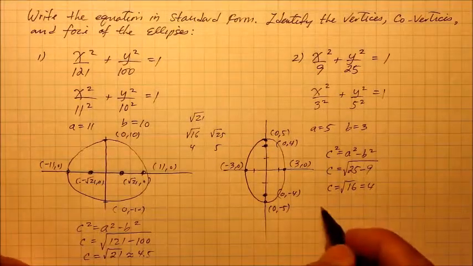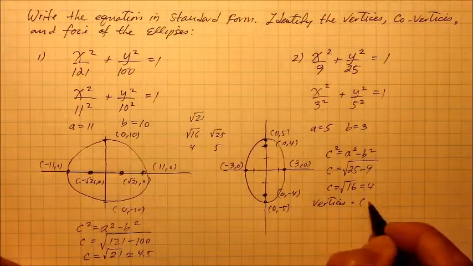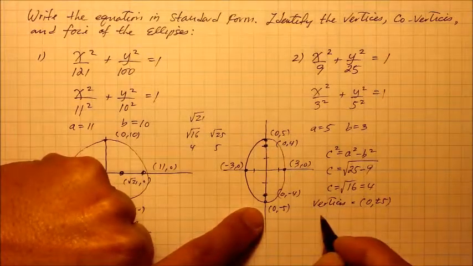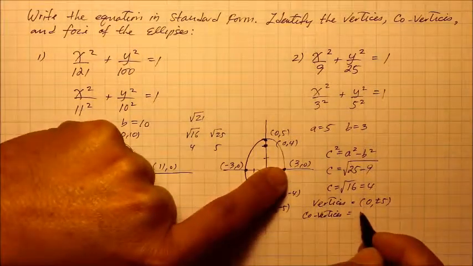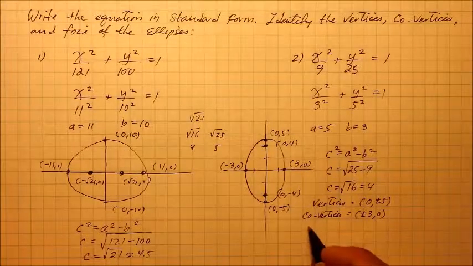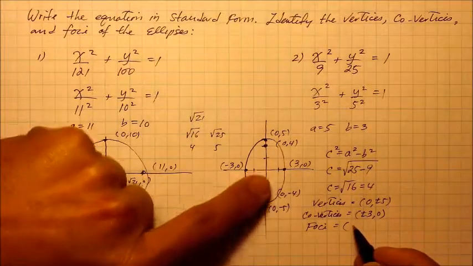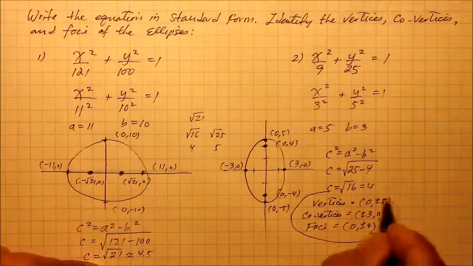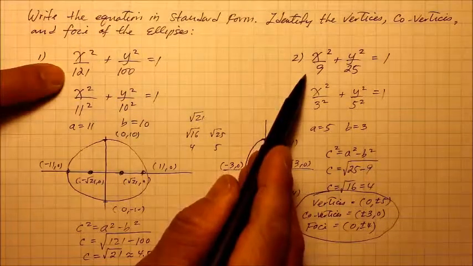So how do you write all this? We say the vertices are 0, plus or minus 5. The co-vertices are plus or minus 3, 0. And the foci are located at 0, positive and negative 4. And that's how you write the answer. We didn't have to write the standard form after all because they're already in standard form. There it is.